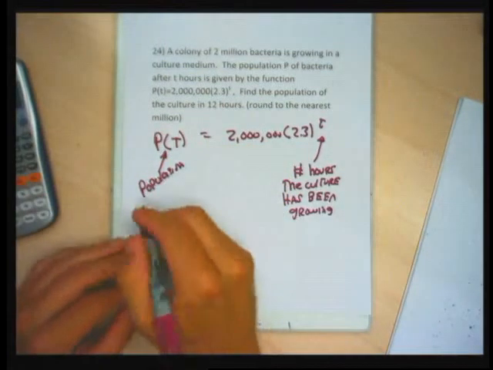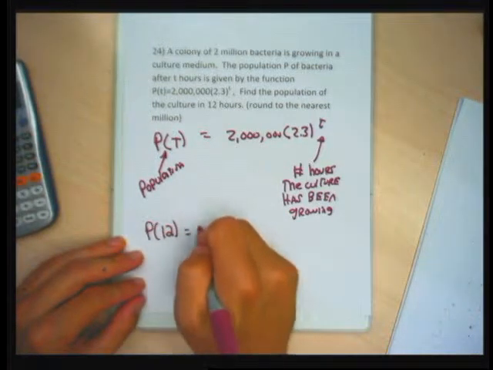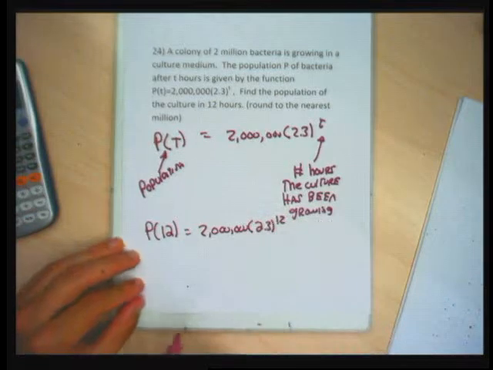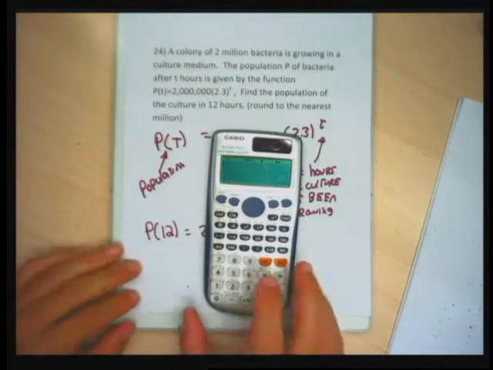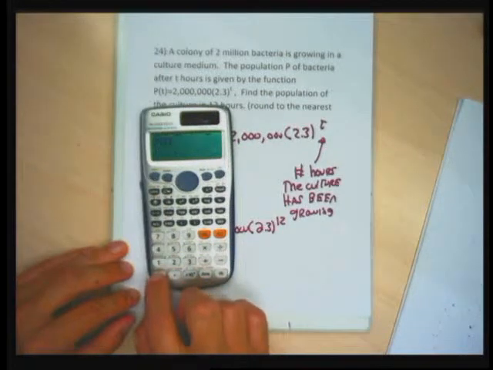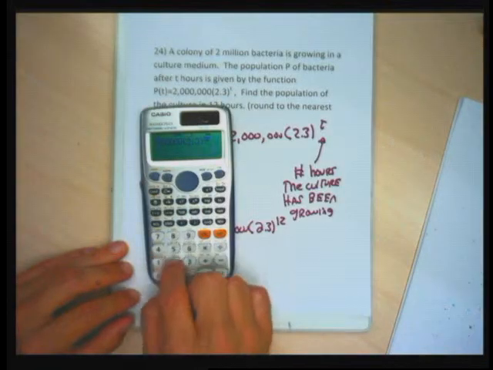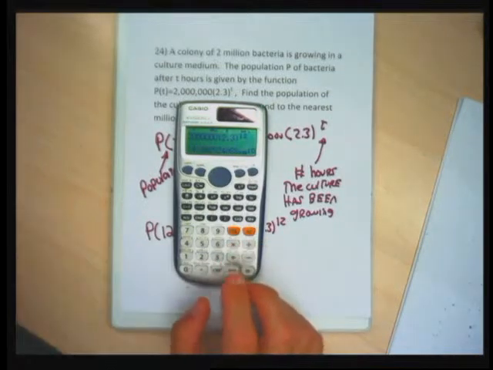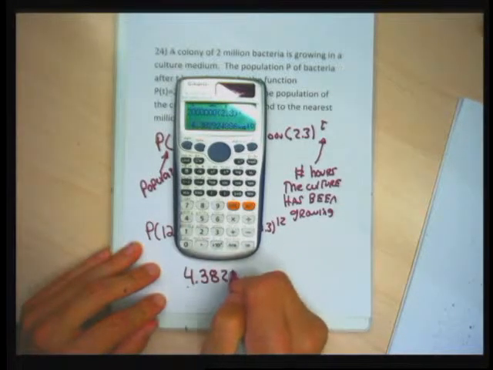So for problem 24, if I plug a 12 in for t, this says the population after 12 hours equals 2 million times 2.3 to the 12th power. I'm going to do that on my calculator. Mode 2 for complex. I probably don't need to be in complex, but it's okay. I'm going to do 2 million times parentheses 2.3 exponent 12. And that's going to give me the population after 12 hours. Oh, and I get this lovely notation. This is good because this is new for me on this calculator this semester.